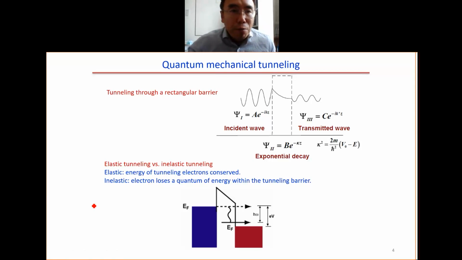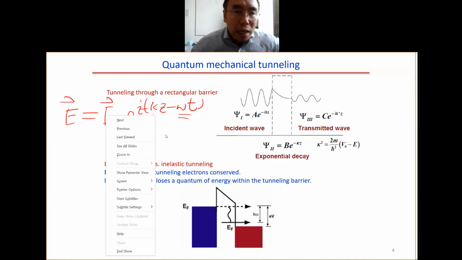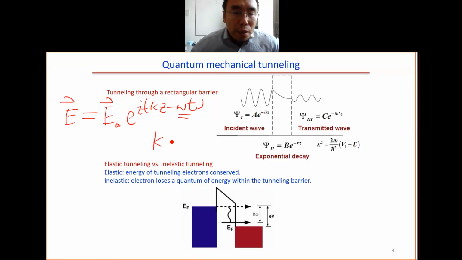For the plane wave, for the kinetics of the light, we know the plane wave is something like this. This term is the time, and for this one, we can ignore it. For this k, k is given by 2 pi over lambda. This is k for the light.